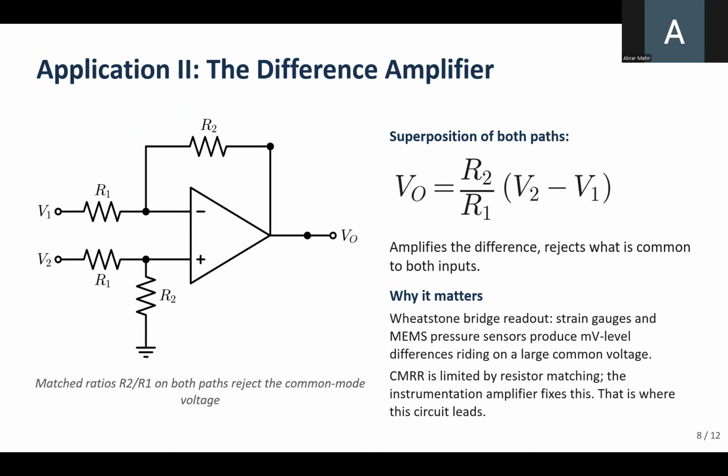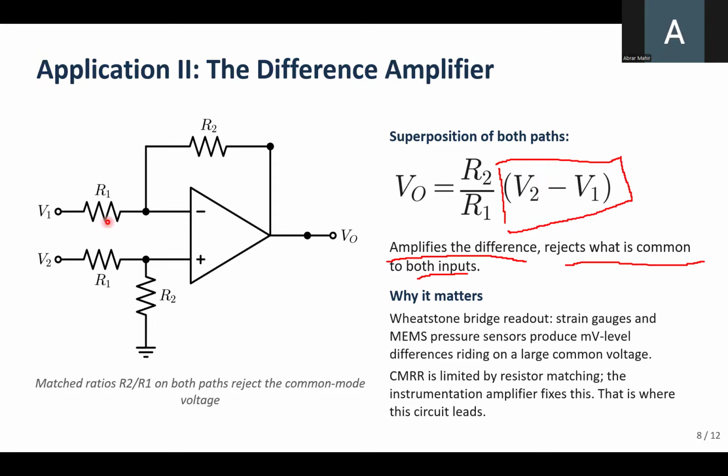All right, the difference amplifier. Sometimes the required signal is the difference between two voltages rather than either voltage measured from the ground. With properly matched resistor ratios, the difference amplifier produces an output voltage like this: V naught equals R2 divided by R1 times the difference between the two independent input voltages. This amplifies the difference and rejects what is common in both inputs. There is something called common mode rejection that is specified for these kinds of amplifiers.